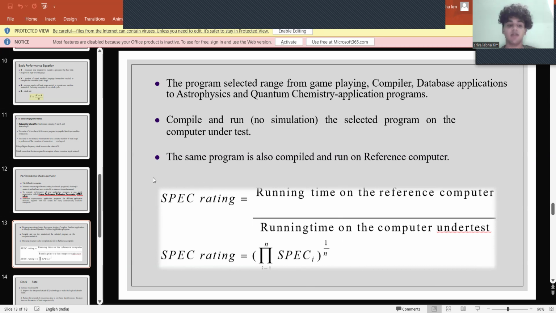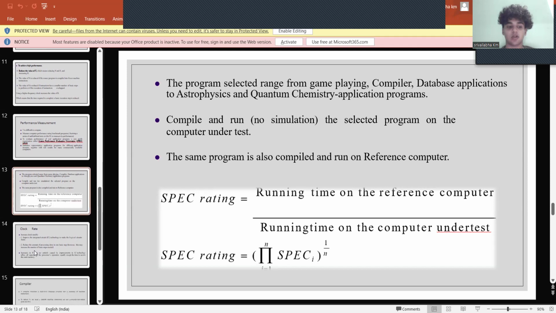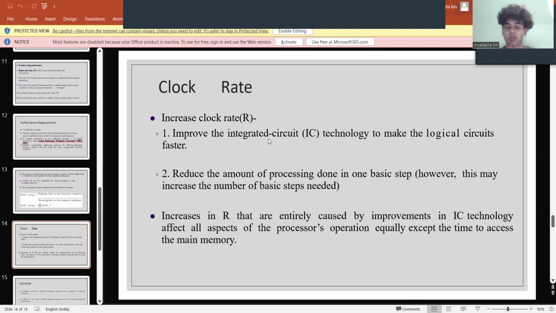By the SPEC rating, we can know the benchmarks. Benchmarks are required for performance measurement. By that we can measure the performance of any computer. Benchmark is very important. Then, clock rate.